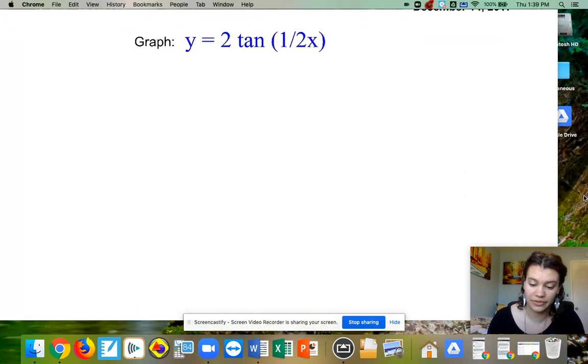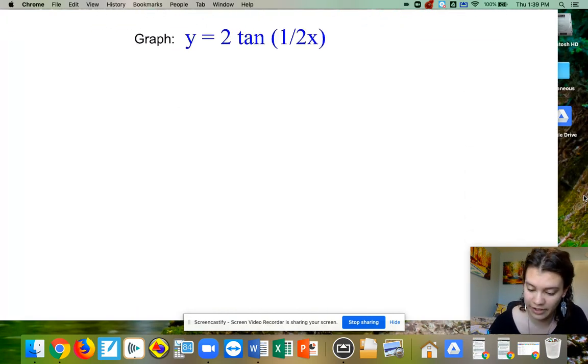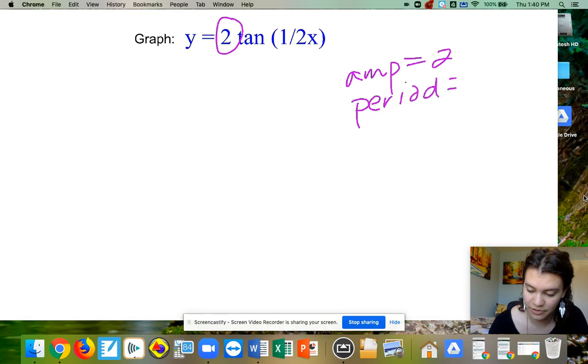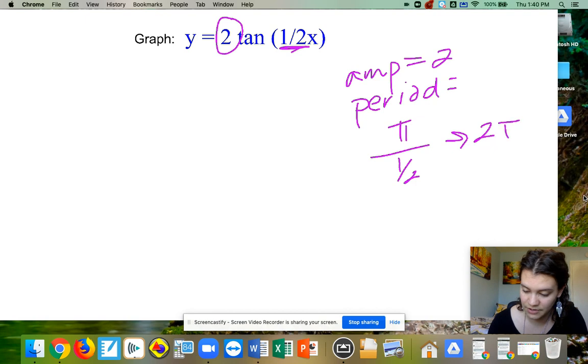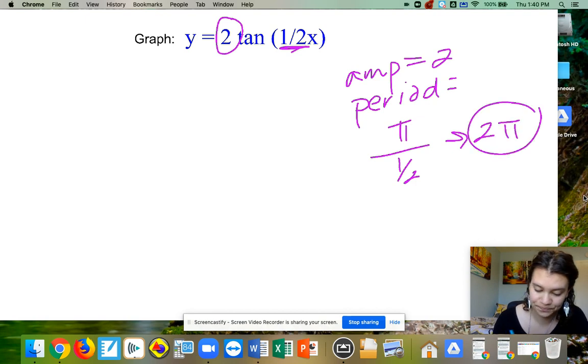So how would we graph one of these? So your amplitude is going to be 2 from this. Your period, instead of doing 2 pi divided by your value, you want to do pi divided by this, which then is going to translate into 2 pi if you multiply by the reciprocal.